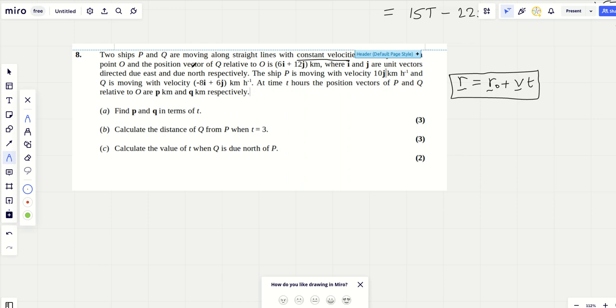Okay, what do we know here? Position vector of Q relative to the origin is (6, 12). That would be my r0 for Q. And this is what we've got to do first. So if I'm going to write down Q's general one, I don't know why I'm doing Q first.